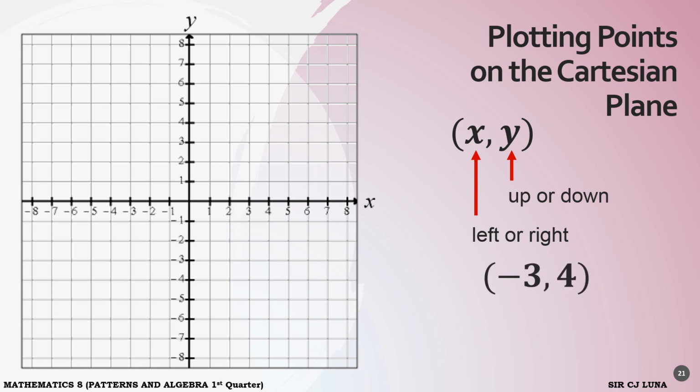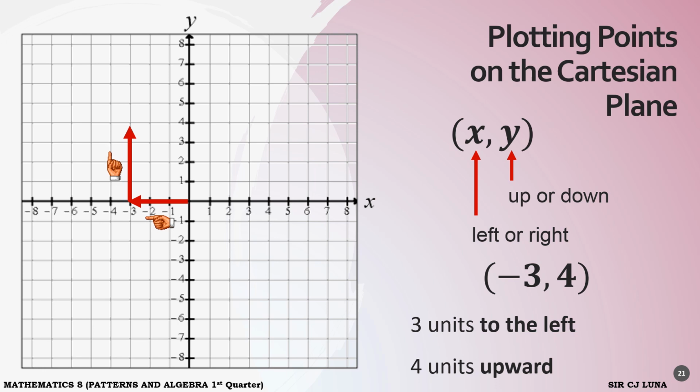Let's say we have negative 3 and positive 4. How are we going to plot this point on the Cartesian plane? Negative 3 means you have to move 3 units to the left from 0 and 4 units upward. So let's now do it. So this is 3 units to the left and then 4 units upward. And that is now our point, negative 3, positive 4.